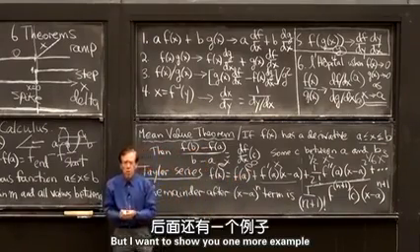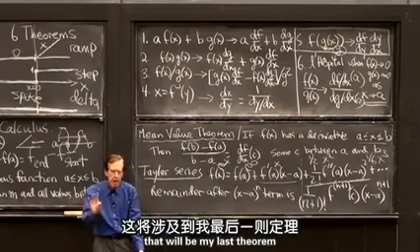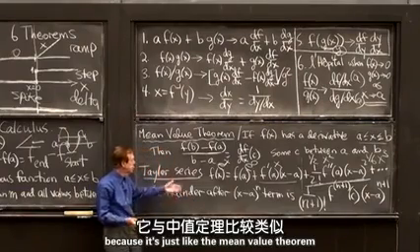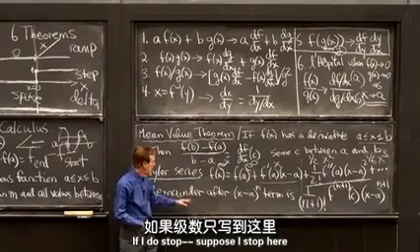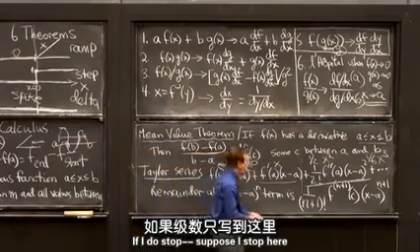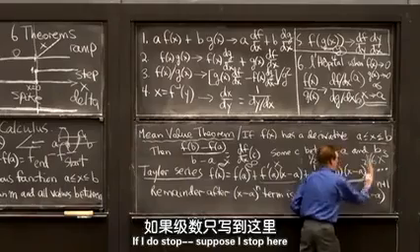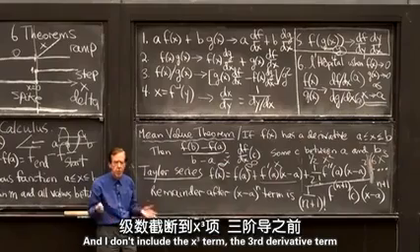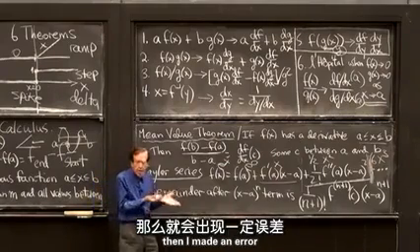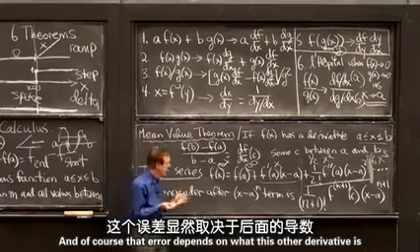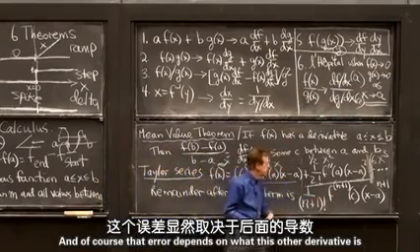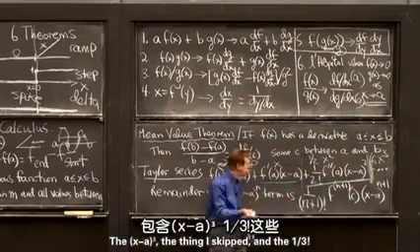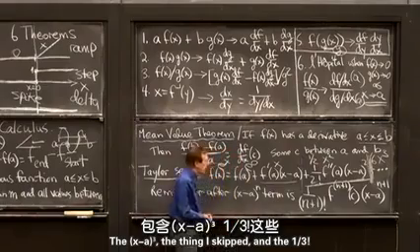But I want to show you one more example. That'll be my last theorem. I just mention here, because it's just like the mean value theorem, suppose I stop here, and I don't include the x cubed term, the third derivative term, then I made an error. And of course that error depends on what the third derivative is, the one I skipped, the x minus a cubed, and the 1 over 3 factorial.